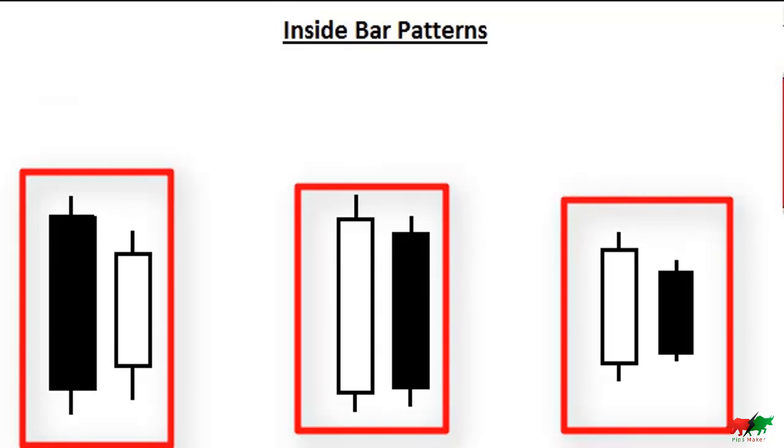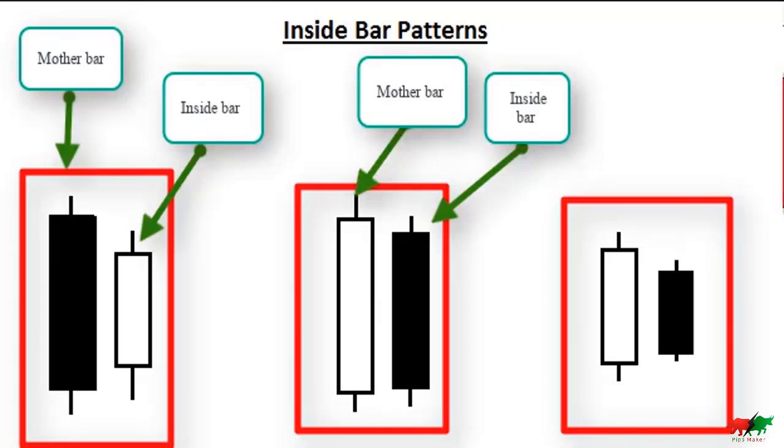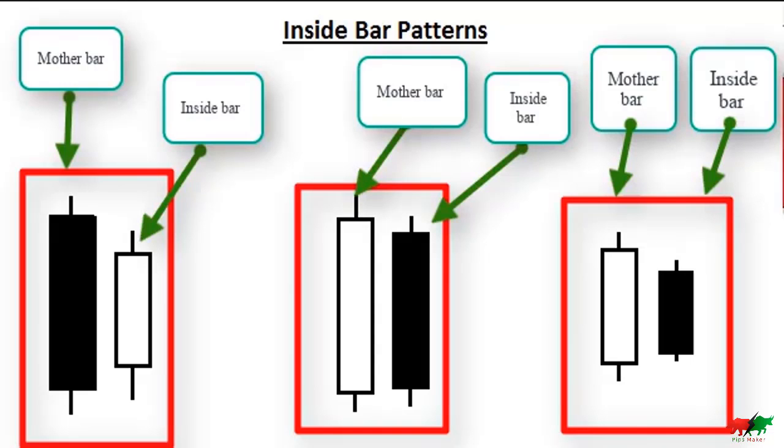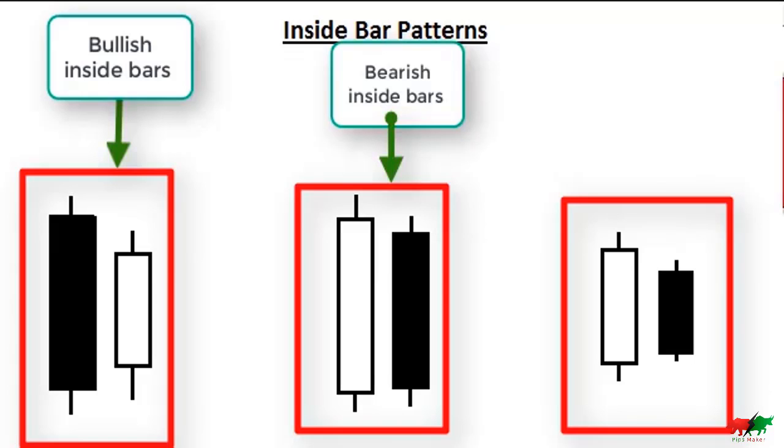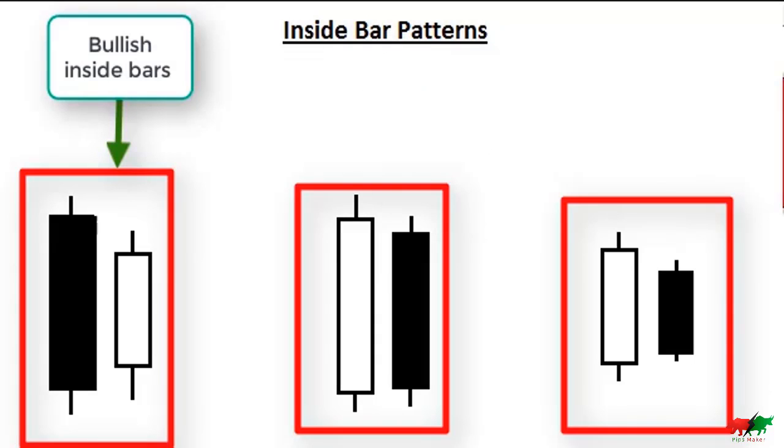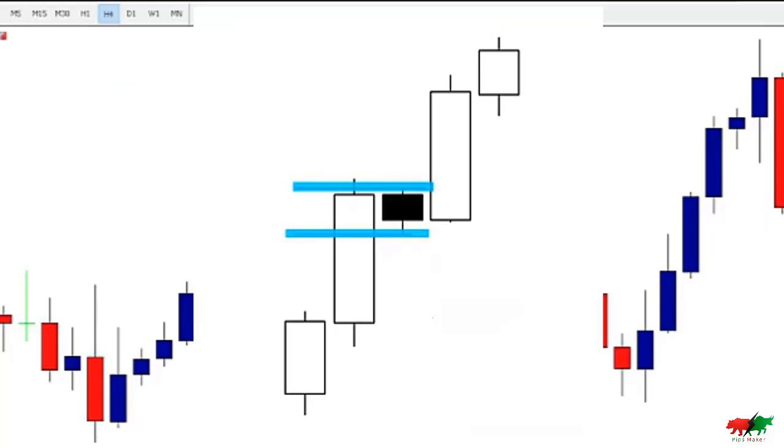The prior bar is often referred to as the mother bar, and the second smaller bar is referred to as the baby. In fact, there are two types of inside bars: bullish inside bars and bearish inside bars. Let's start with the bullish inside bar. The bullish inside bar happens during an uptrend, as you can see in this illustration. So it is considered a continuation pattern.